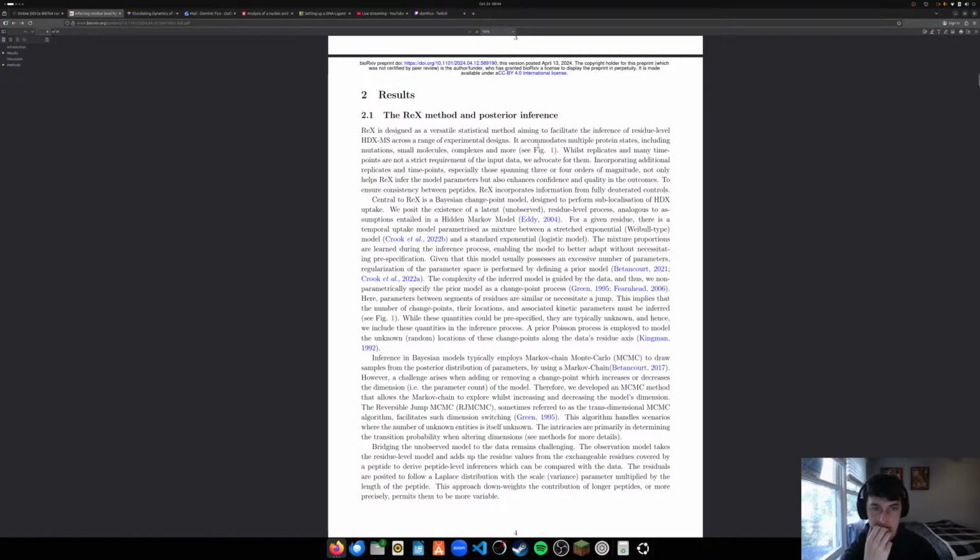Designed as a versatile statistical method aiming to facilitate the inference of residue level, it accommodates multiple protein states, including mutations, whilst replicates and many time points are not strict requirements and we advocated for them. Incorporating additional replicates and time points, especially those spanning 3 or 4 orders of magnitude, not only helps but also enhances confidence to ensure consistency between peptides from fully deuterated controls.